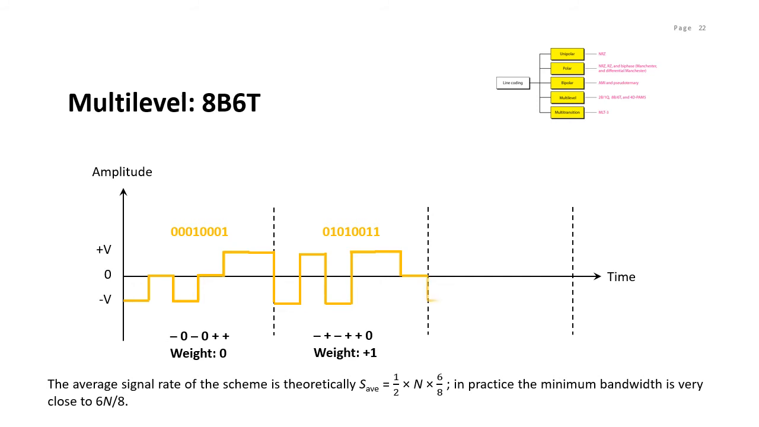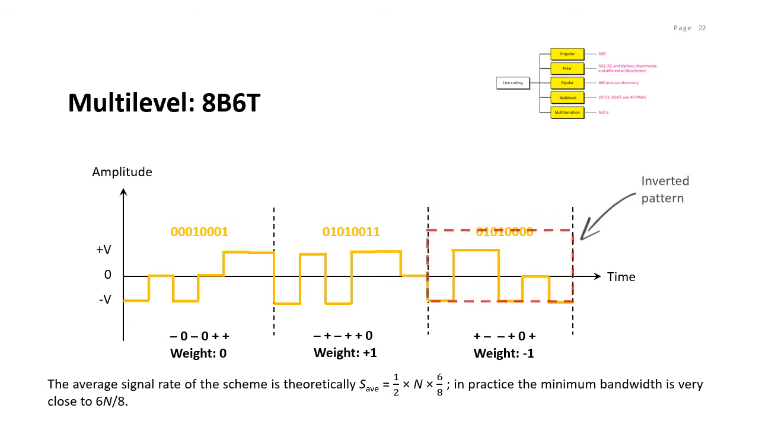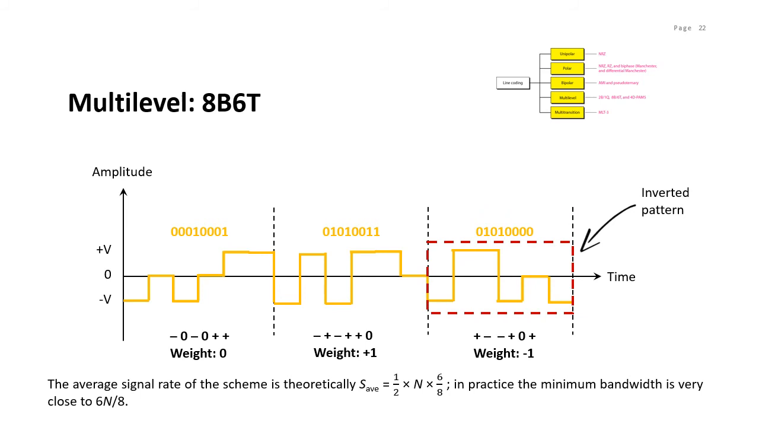The third 8-bit pattern 01010000 should be encoded as plus, minus, minus, plus, 0, plus, with a weight of plus 1. So to create the DC balance, the sender inverts the actual signal for the third 8-bit pattern. The receiver can easily recognize that this is an inverted pattern because the weight is minus 1, and the pattern would be inverted again before decoding.